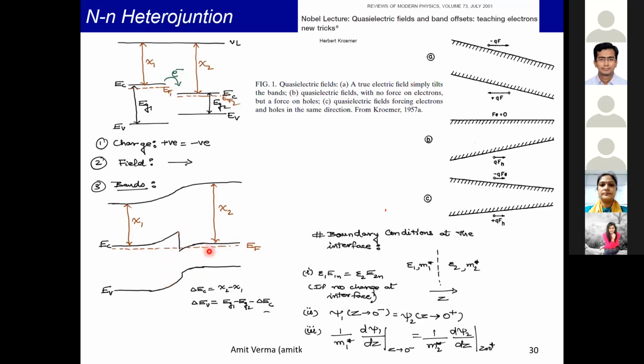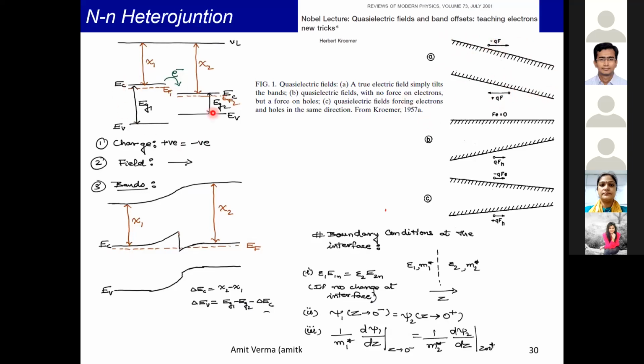Now, these abrupt changes in conduction energy are what have led to what is known as a quasi-electric field. This was a major contribution because of which Professor Herb Kroemer was given the Nobel Prize. So you know that if you have a normal semiconductor and you apply a field across it, the bands will bend. Potential will drop across the device, so the bands will bend, and the slope of the band is the field. So if you have an electron, it will go this way, a hole will go this way.